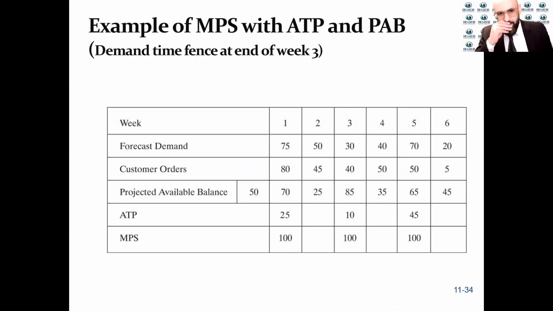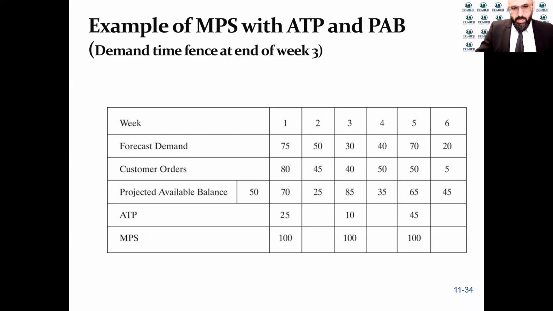We have a time fence at the end of week 3. In the first period, we have customer orders of 80. Demand is 75. We have a projected available balance of 50. 50 is not enough to satisfy the demand, so we have to issue an MPS. So we have 100 units plus the 50, 150. 150 minus 80, going with the larger number. So that will leave you with a projected available balance of 70.